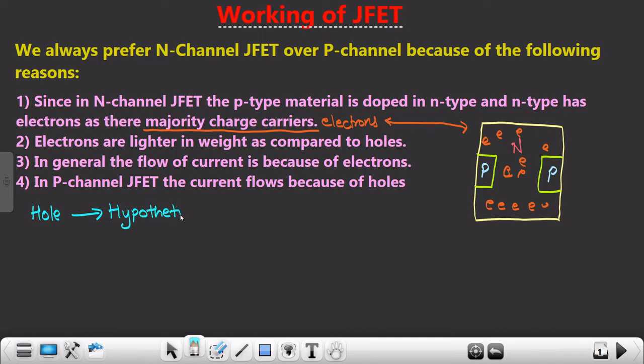Hypothetical concept. Okay, hypothetical concept. This we had discussed in the semiconductor course as well, that means in my course too. Okay, so generally you will find holes in p-type material or p-type region, whatever you say, in p-type material.